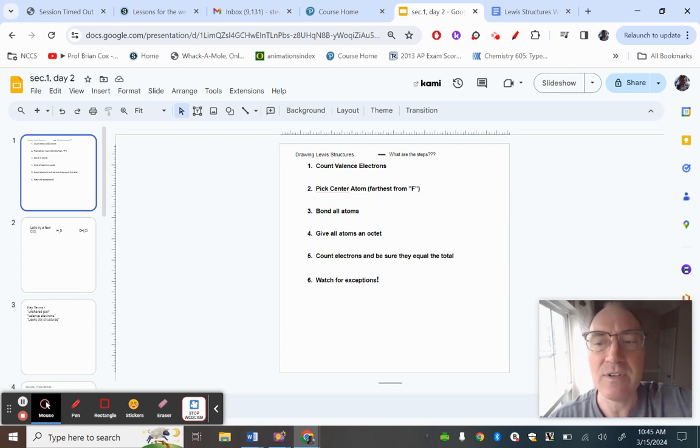So bonding. There are different ways that things can bond. Atoms can bond ionically, and that's just a transfer. Lewis structures are usually meant for when it's a covalent bond, when they're sharing electrons.